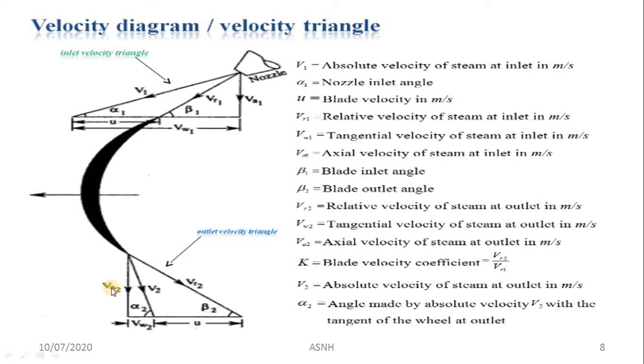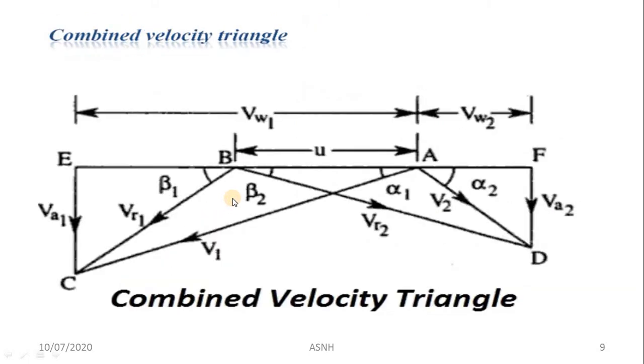V1 and V2 are the absolute velocities at inlet and outlet. Similarly, VA1 and VA2 are the axial velocity at inlet as well as the axial velocity at outlet. So here, students, you will get an idea about the combined velocity triangle. This is a very easy method. We will discuss it during the problem solving technique related to the impulse turbine. Here you will get an idea of how to draw the combined velocity triangle using the parameters like blade inlet angle, blade outlet angle, nozzle inlet angle, then absolute velocity and whirling velocity and all.